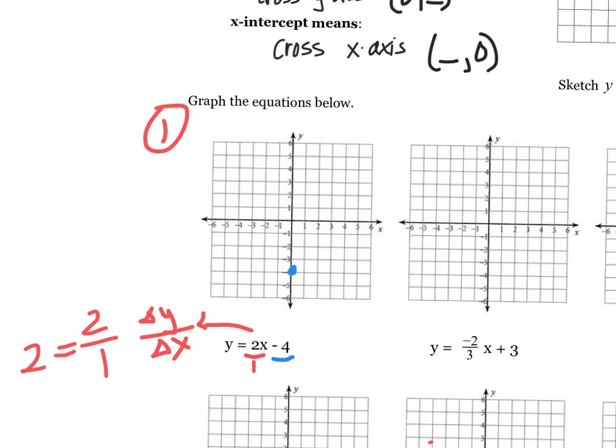So now I'm going to rise 2. I'm going to do change in y of 2, and then change in x of 1. So I'm going to walk up 1, 2, and I'm going to walk over 1. And that's going to be my next point. And again, I could do it again and again. Up 2, over 1. And then I can sketch a line.